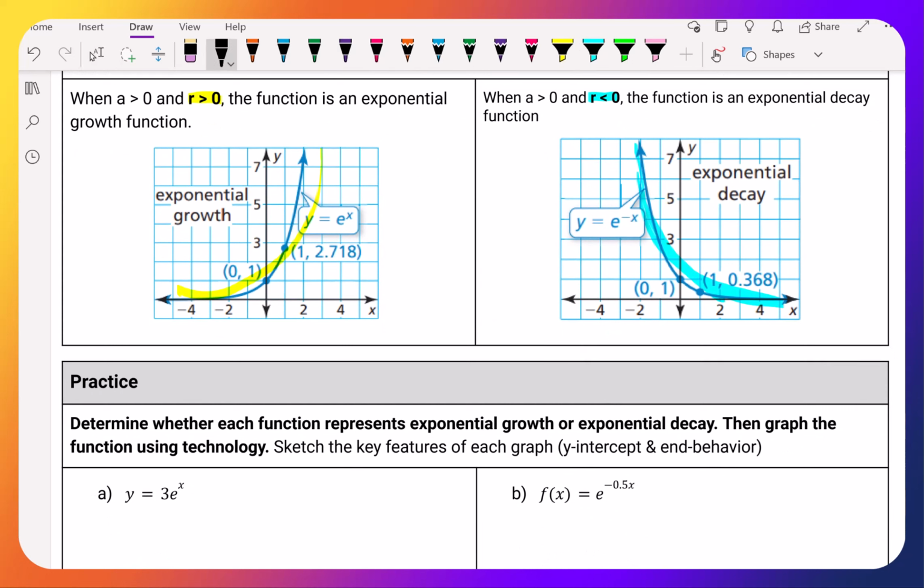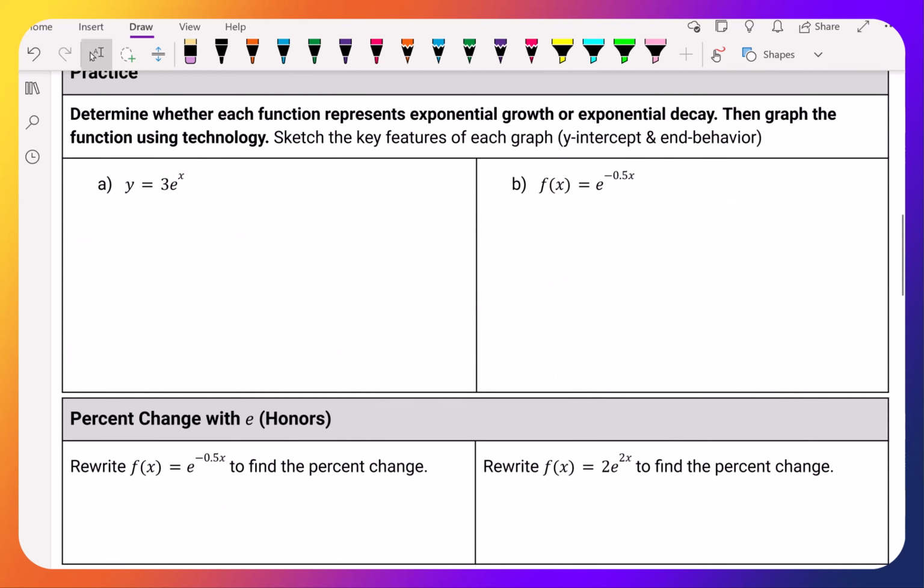You have an asymptote right here at the x-axis, where y is equal to 0. So we want to practice doing a couple of sketches, just try to figure out if it's a growth or a decay, and you are welcome to use Desmos to help look at it and figure out our end behavior and our y-intercept.